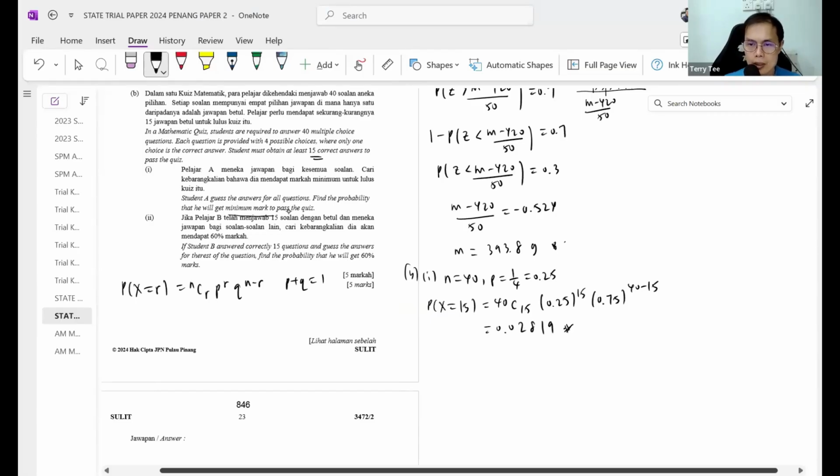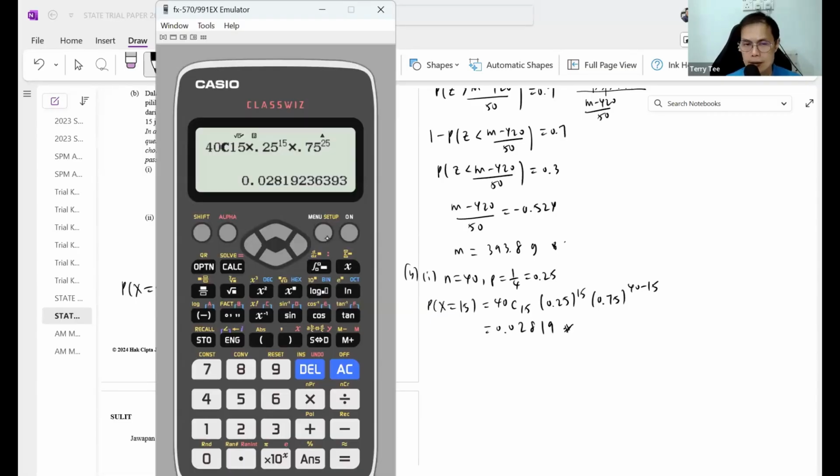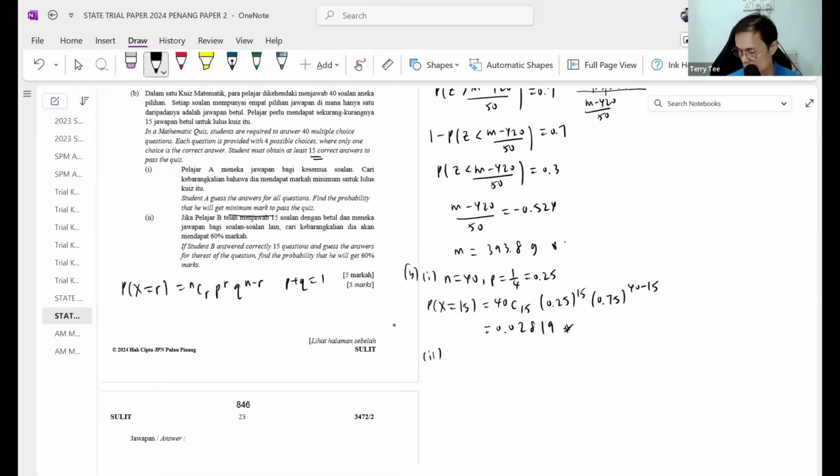Another way is to use the function in your calculator. This calculator can do this directly. Menu, go to 7 for distribution. Go to number 4 for binomial PD. Go to number 2 for variable. Key in your x value. x is 15, your n is 40, and your probability is 0.25. You should get the same answer, 0.02819. All right, that is part b(i).